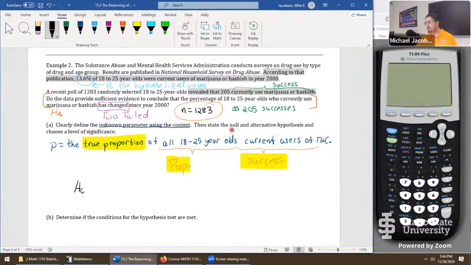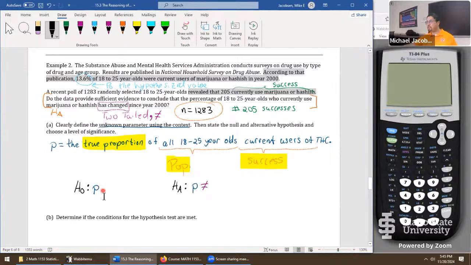Null is H naught. Alternative is HA. We state these by putting not an equals right here, but just a colon. So we're saying H naught is the statement that after the colon, we put down p on both of these. Next thing we'll put in is, let me get a good color to tie this together. Because we're asking if the amount of users or proportion of users has changed, that means this is a two-tailed test, and so we use not equals right here. Might as well say that up here just to be specific.